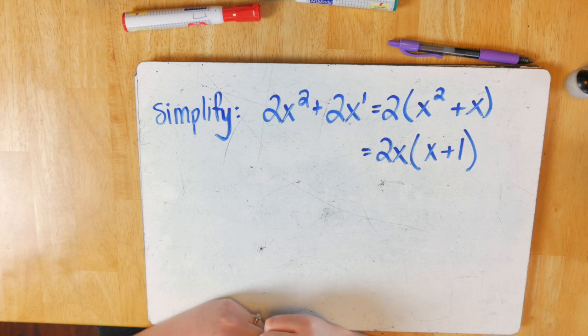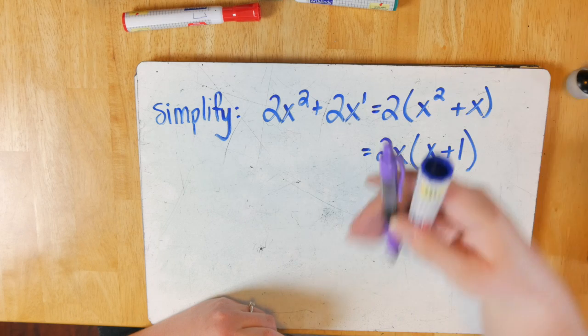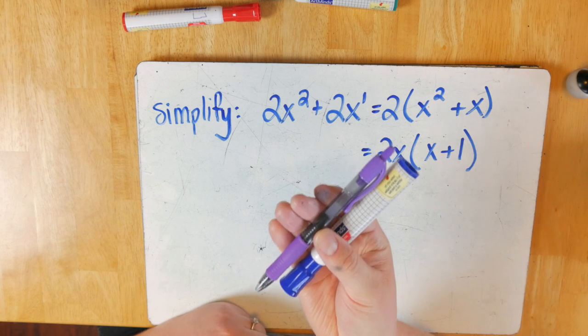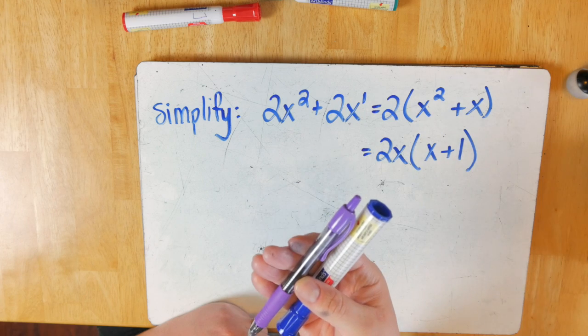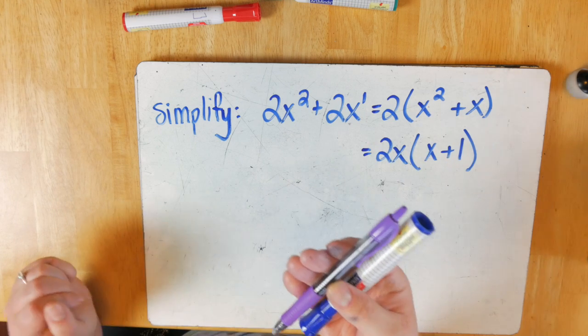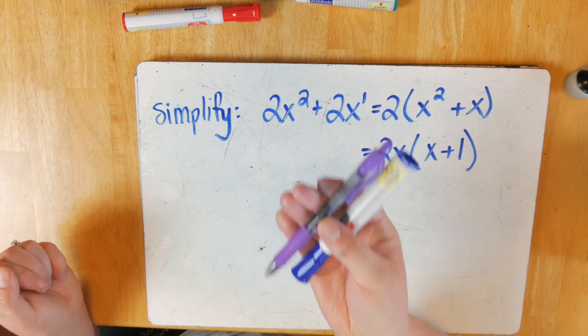They're not like terms. I cannot say right now that I have 2 whiteboard markers because what I have in my hand is 1 whiteboard marker and 1 pen. The only thing I can say is that I have 2 writing utensils.